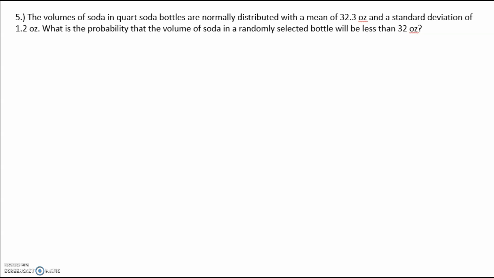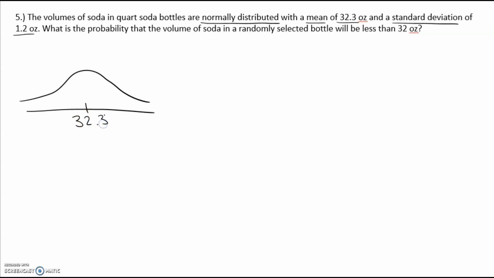All right, number 5 says the volume of sodas in quart soda bottles are normally distributed, with a mean of 32.3 and a standard deviation of 1.2. So I have a normal distribution, and it looks like this. Remember, your mean goes in the middle, 32.3. And I'm going to write the standard deviation off to the side just so I see it.